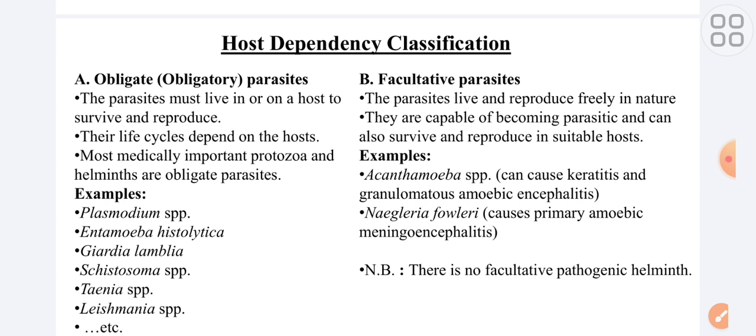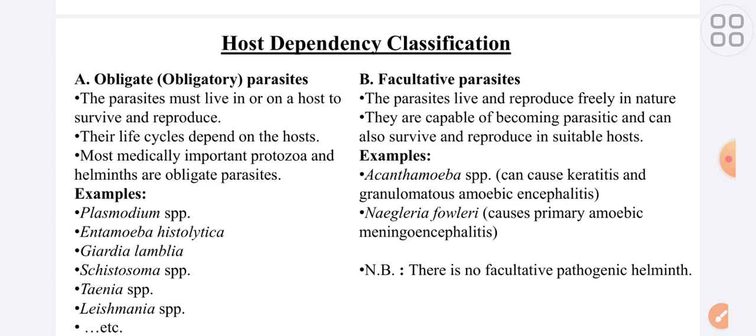In the obligate or obligatory parasites, the parasite must live in or on a host to survive and reproduce. Their life cycle depends on the host. Most medically important protozoa and helminths are obligate parasites. Examples: Plasmodium species, Entamoeba histolytica, Giardia lamblia, Schistosoma species, Taenia species, Leishmania species, and the list is long.